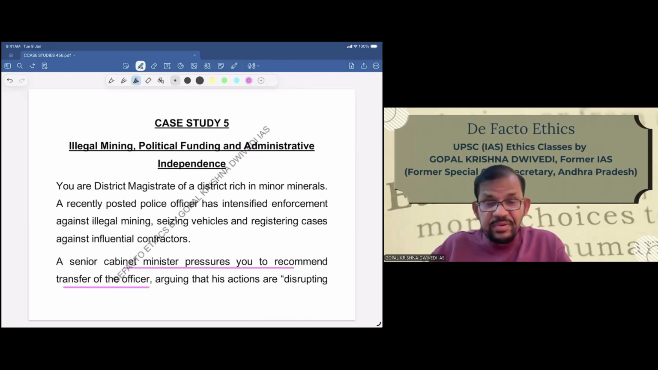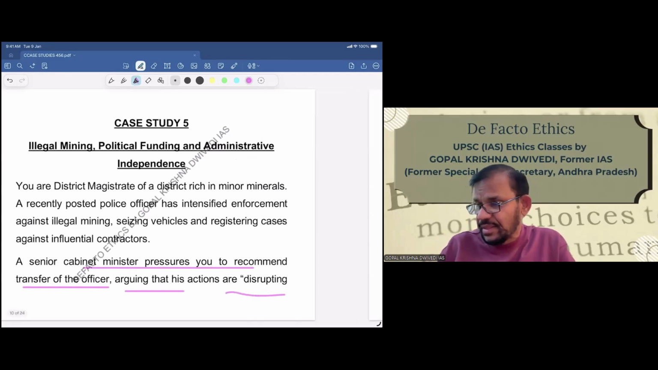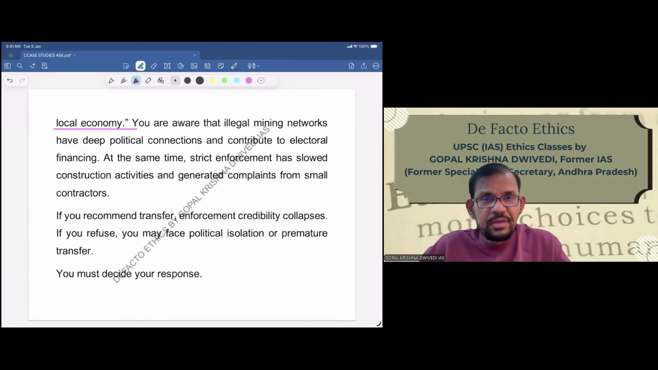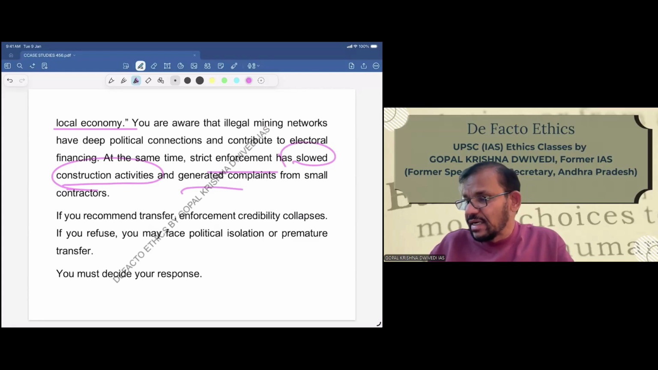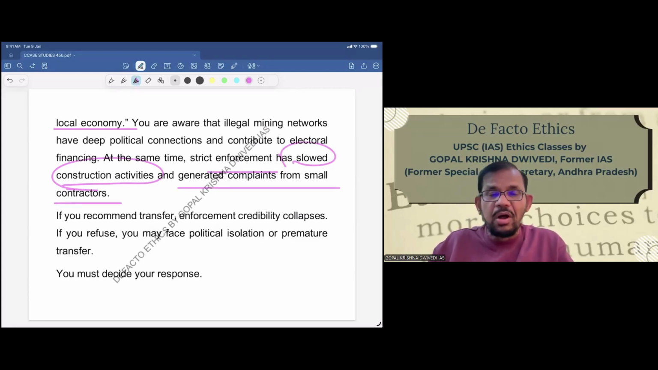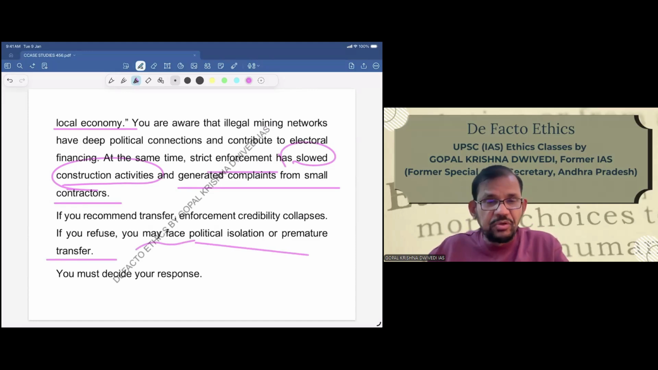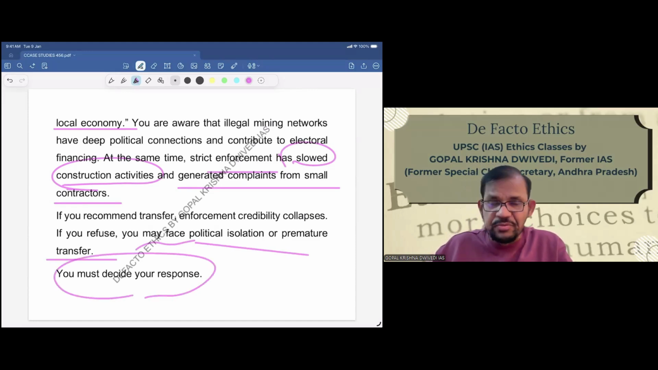This is a significant fact in the case study, arguing that his actions are disrupting the local economy. You are aware that illegal mining networks have deep political connections and contribute to electoral financing. At the same time, strict enforcement has slowed down construction activities. So this is again an important impact and generated complaints from small contractors. If you recommend transfer, enforcement credibility collapses and demoralization will also take place. If you refuse, you may face political isolation or premature transfer. So now you have to decide the response.